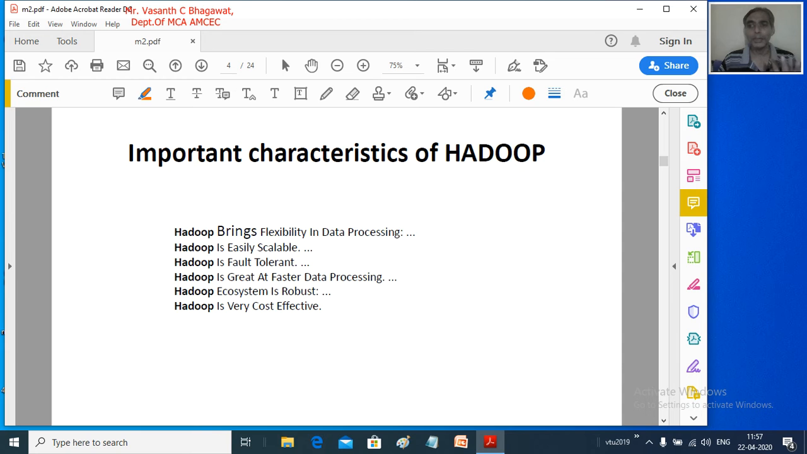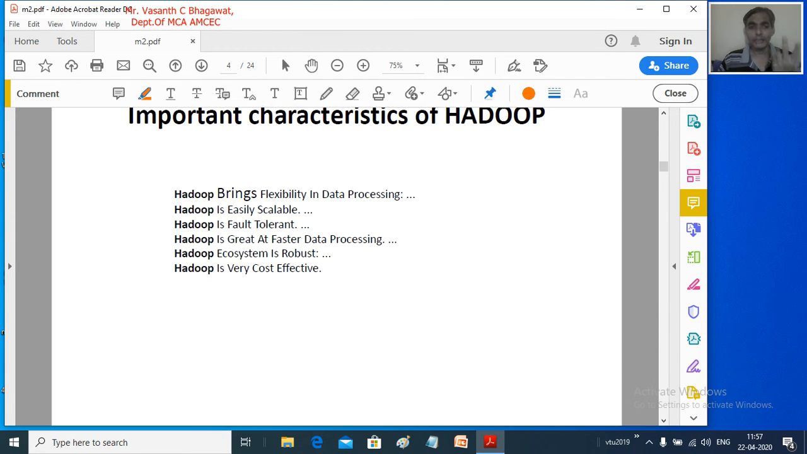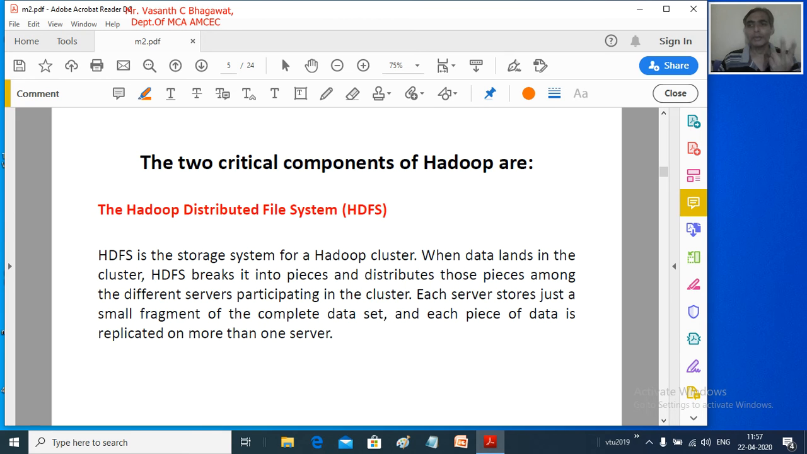And very fast data processing. We have a separate component called MapReduce, which is used for data processing, because the data is stored in a distributed environment here. And Hadoop has a very big ecosystem, which we'll be discussing also. Cost effectiveness: it is open source and free. These are some of the important characteristics or features of Hadoop.